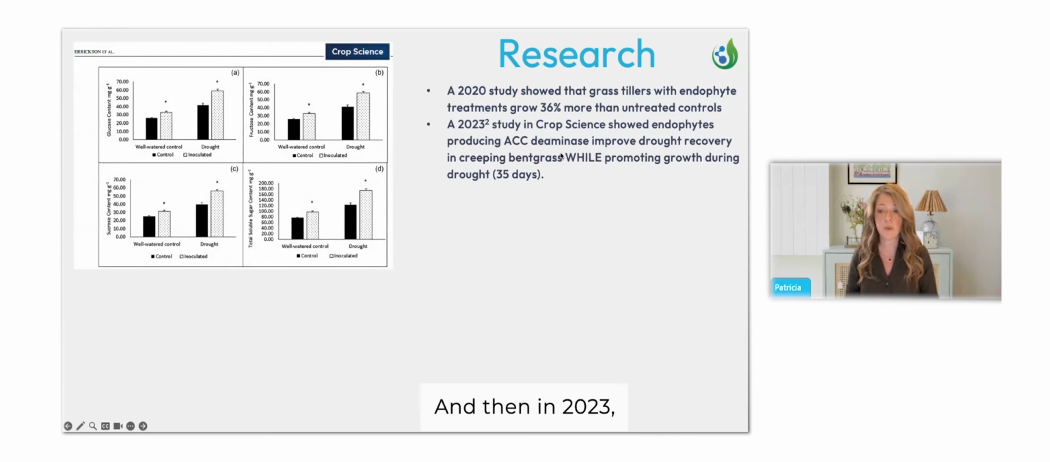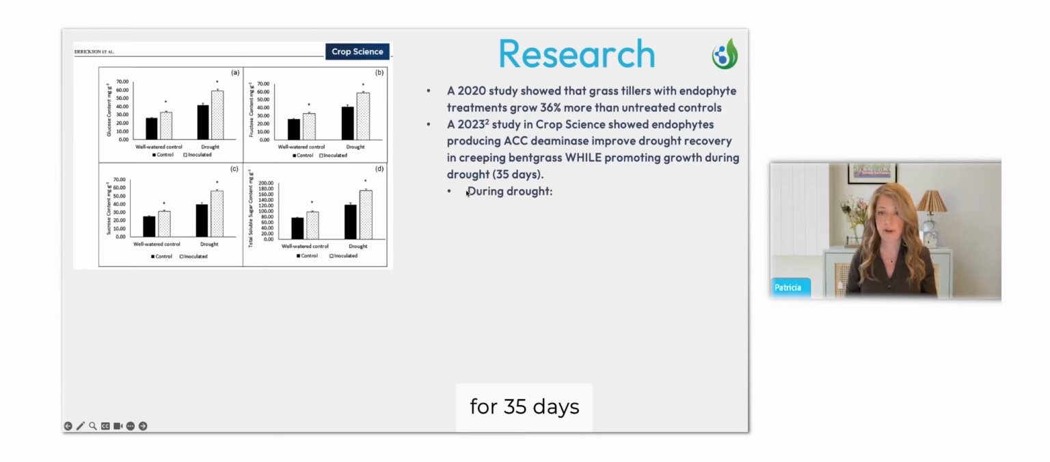And then in 2023, this study I really liked a lot because it went quite deep. This is in crop science, so this is what I'm showing here. Everything with the dots on it is the inoculated plant. Really just focusing on that, you can see that no matter what, you're seeing an increase in plants that are inoculated. This particular study showed that endophytes were producing ACC deaminase, and they wanted to see the link between ACC deaminase and drought recovery in creeping bentgrass while promoting growth during the drought.